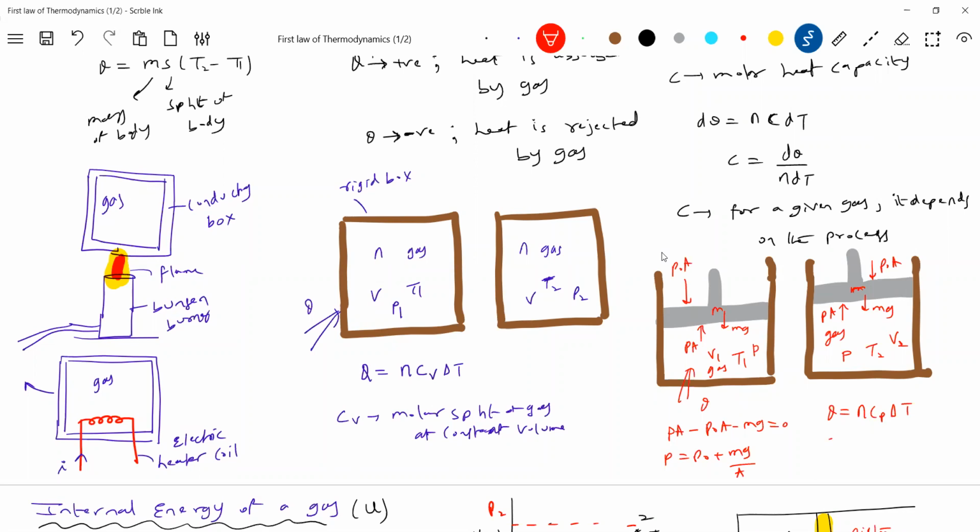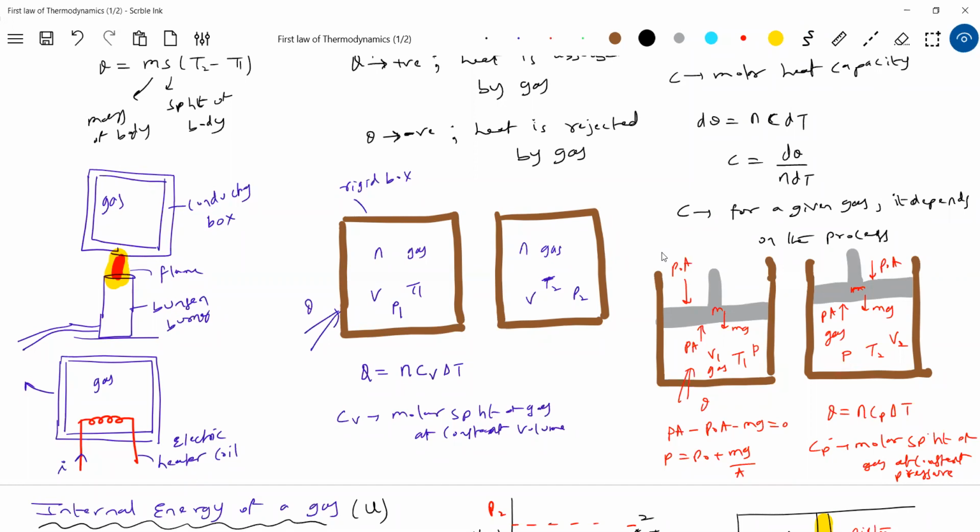Now what is Cp? Molar specific heat of gas at constant pressure. Cp and Cv are related by Mayer's equation: Cp minus Cv equals R, and gamma equals Cp by Cv. Like this we had all this setup. Okay, able to understand now?